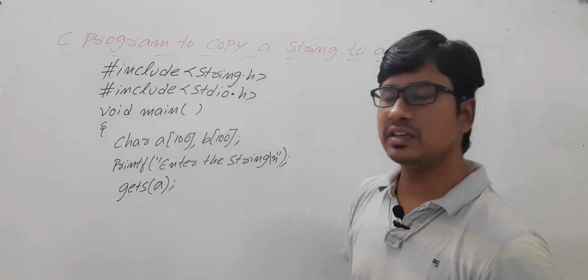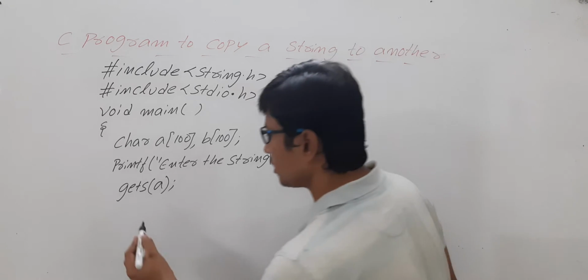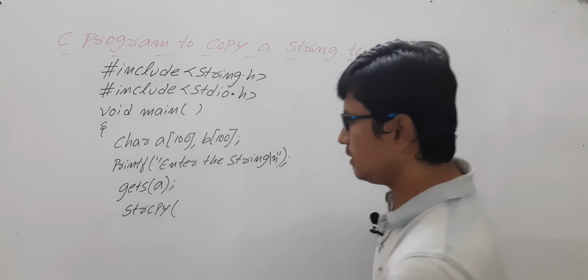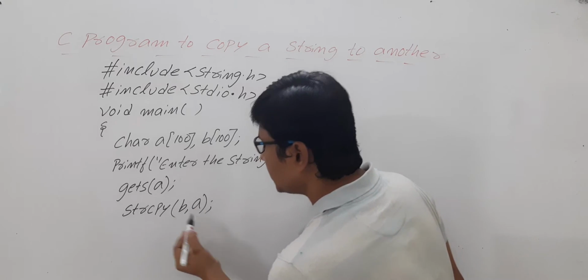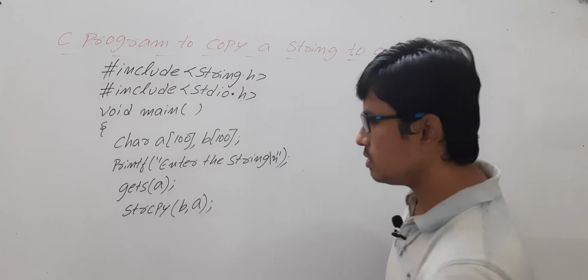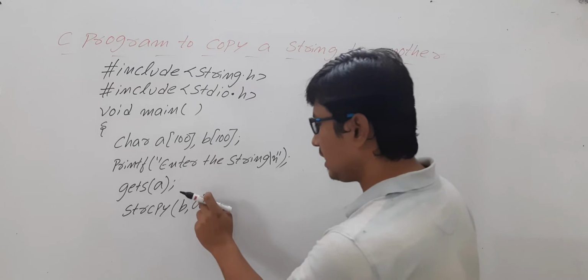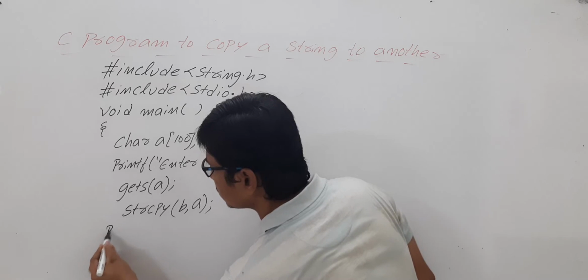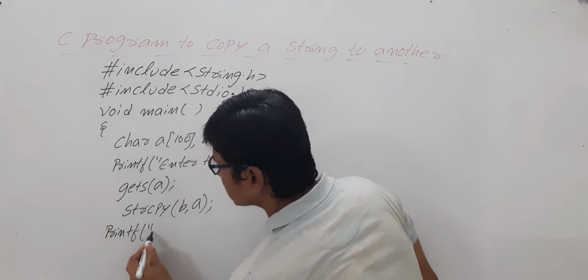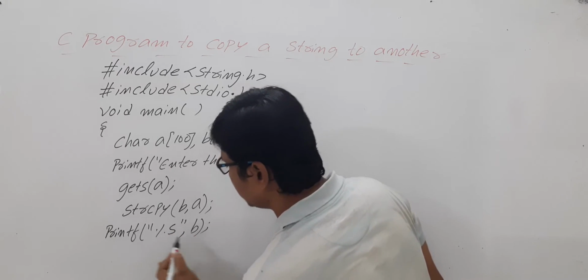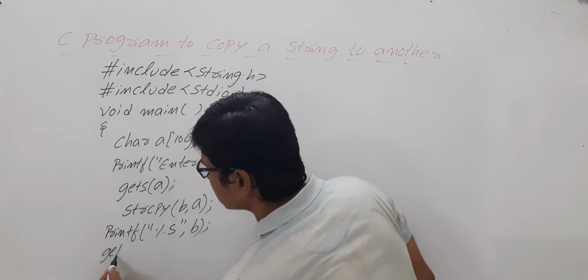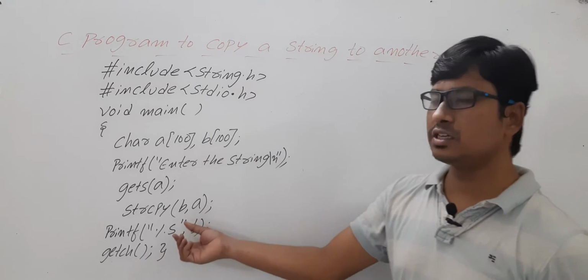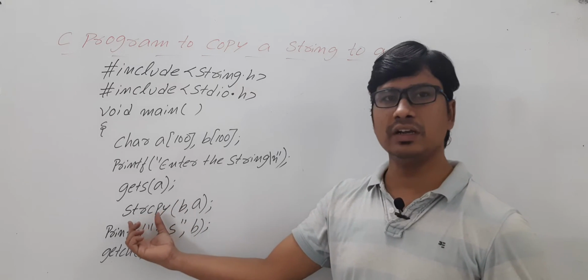Now whatever the string is there in the array A, I want to copy it into the array B. So I can write strcpy(B, A). So here B is the destination and A is the source. So whatever the string is there in the array A will be copied into the array B. Now you want to display the output. So printf %s, you can write B, and you can write getch, and you can close the main function. So this is the program to copy a string into another one using a function called strcpy.